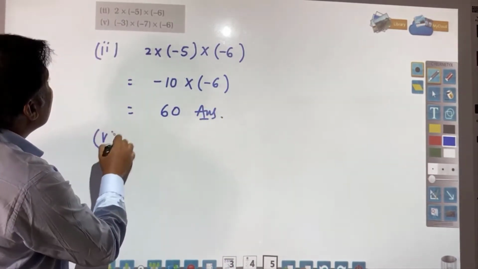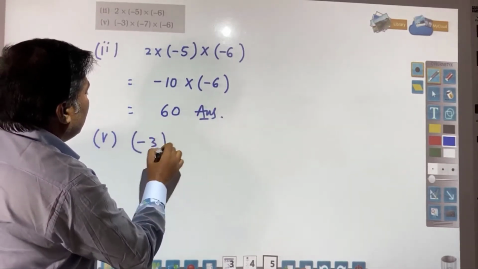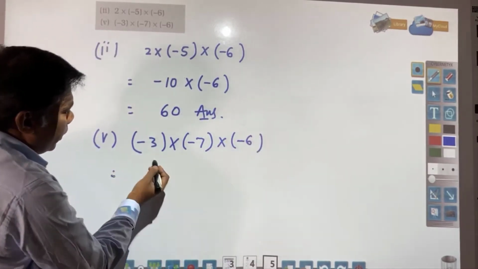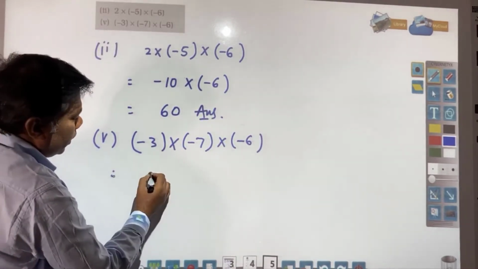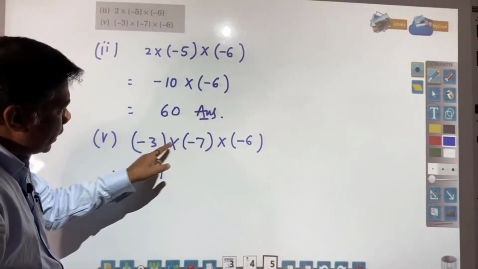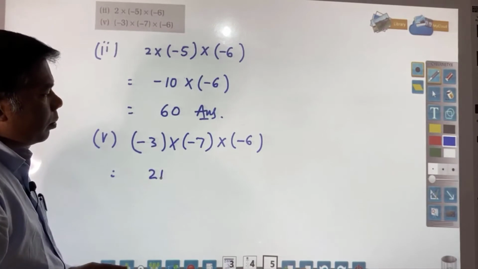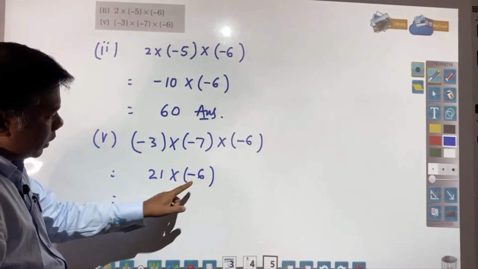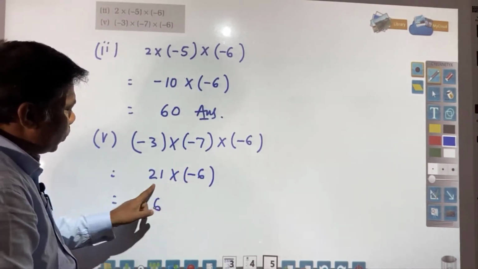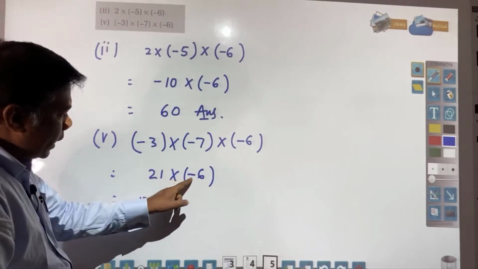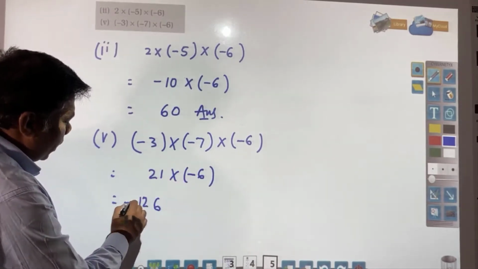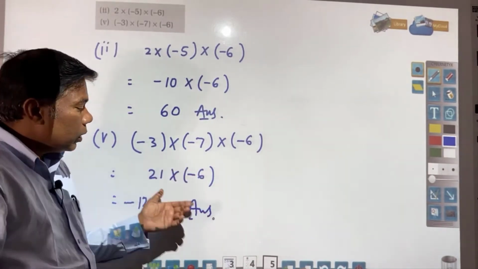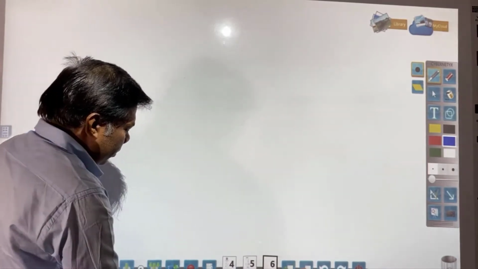Then you have minus 3 into minus 7 into minus 6. Here you take these two numbers. 7 3s are 21. Like signs are there, minus and minus, so it will be positive, into minus 6. Multiply the numbers. 6 1s are 6, 6 2s are 12. Unlike signs are there, positive and negative, so the product will be negative, and this will be your answer. So easy questions are there. Remaining questions you must complete today itself.